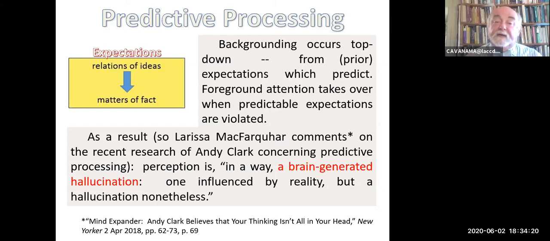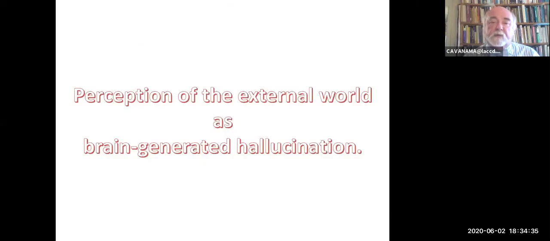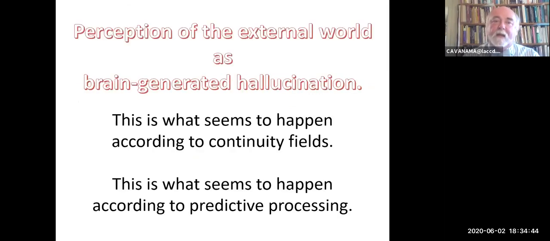Perception, says Clark, is in a way a brain-generated hallucination, one influenced by reality, but a hallucination nonetheless. That is, it's a two-way street. The mind is actively adding something to the perceptual process, even if we say that the senses are giving us something in the perceptual process as well. Perception of the external world is a brain-generated hallucination.